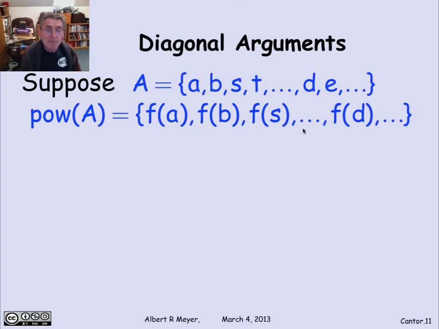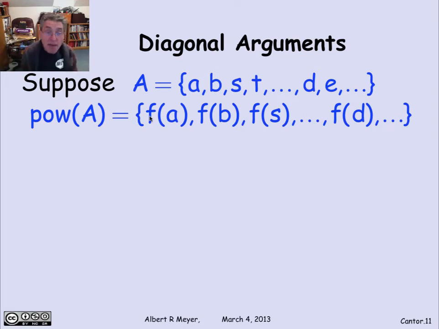And let's suppose that I was trying to get a surjection from A to the power set of A. So suppose I have a function f that maps each of the successive elements of A to some subset of A. So f of A is part of the power set. It's a subset of capital A. F of B is a subset of capital A, and so on. And suppose I had a setup like this.